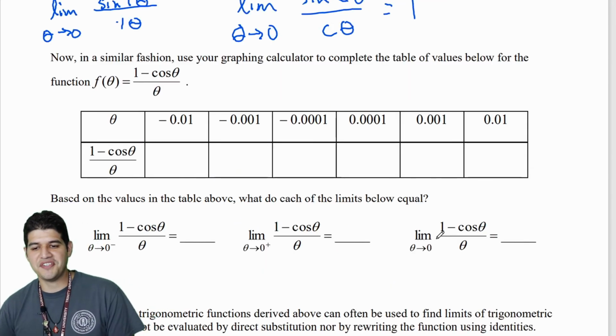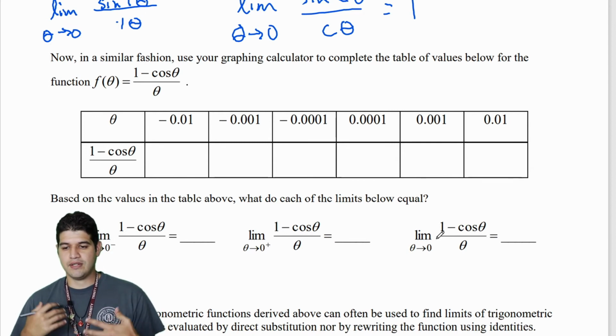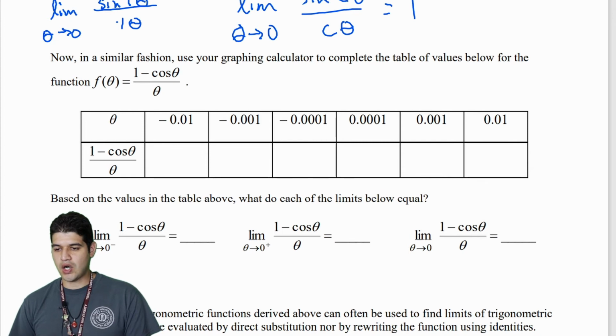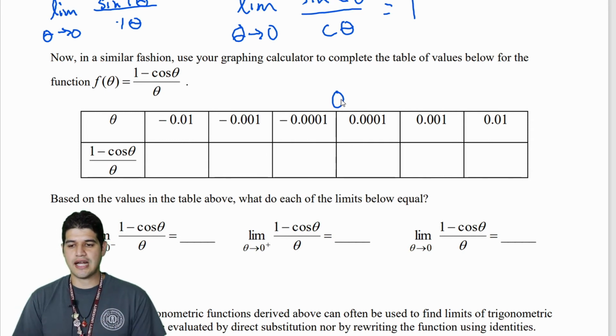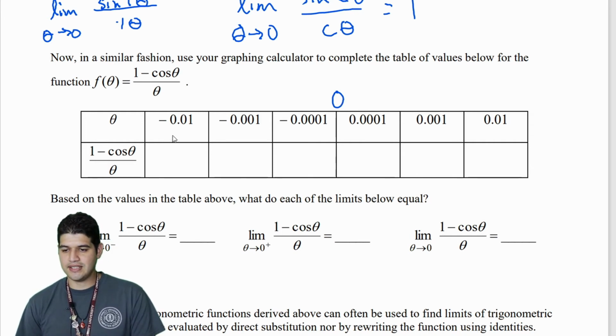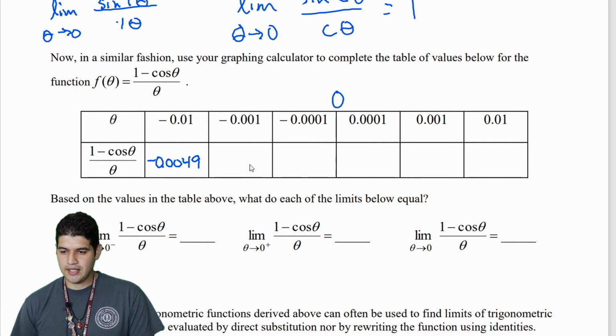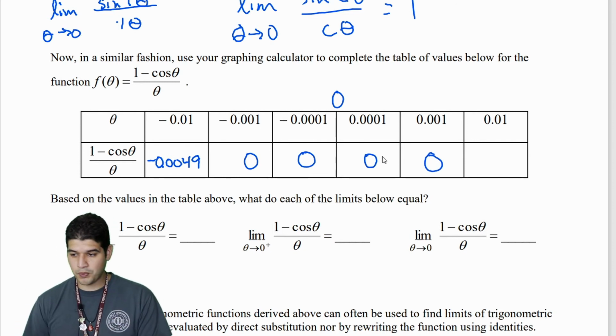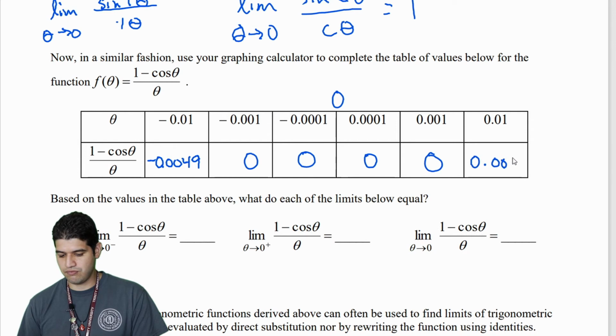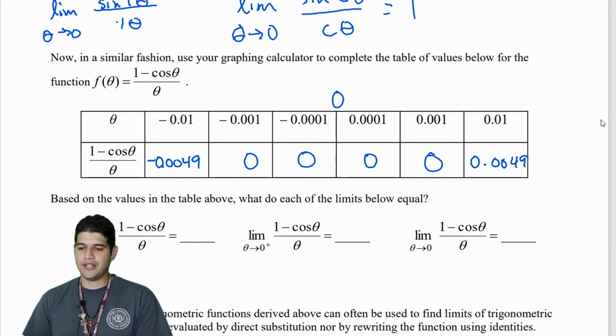Now in a similar fashion, we have another special trig function, and we're looking at 0 for our limit. Here's 0 in the middle, and again, take the time to graph this in your calculator: 1 minus cosine theta on theta. Let's look at the y values. At negative 0.01, I got negative 0.0049. Then at negative 0.001, the calculator basically rounded these to 0. On the right side of 0, on the upper end, it also said 0. And then at 0.01, it said 0.0049.